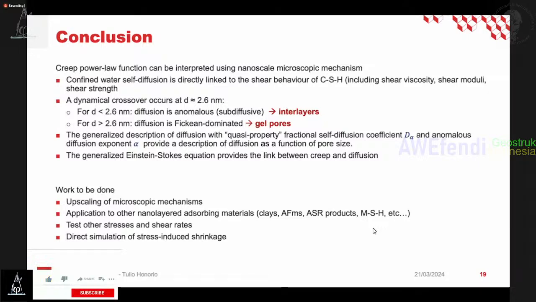For CSH, we would have these two regimes. So a behavior which is more solid-like for interlayers, and a behavior which is more liquid-like for gel pores. So to understand what's happening in CSH, you should look at these two pore classes that behave very differently. And with the theory that is very well described in statistical physics for generalized diffusion and the generalized Einstein-Stokes equation, we can go towards a unified theory of diffusion, creep, and maybe also dielectric permittivity.